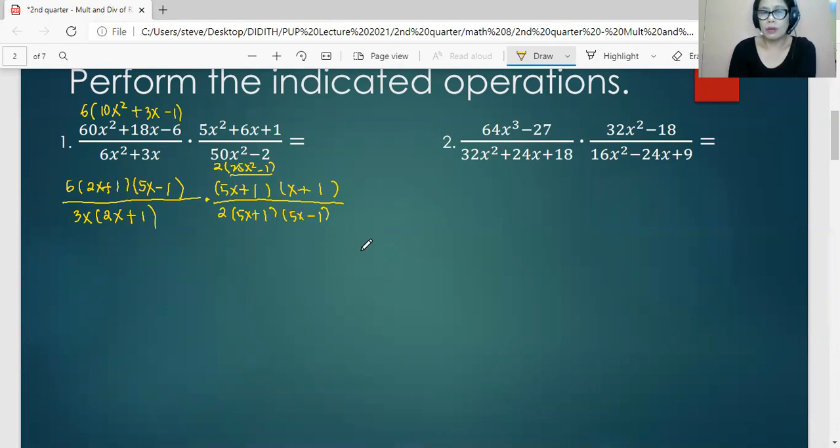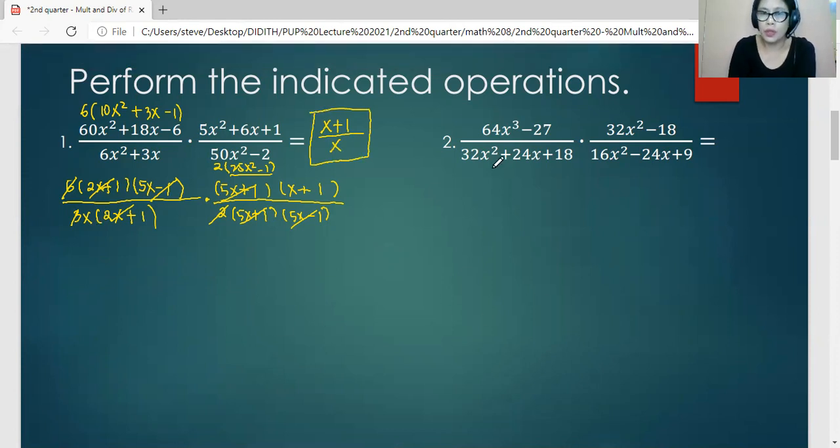Now, after identifying all the factors, the next thing that we will do is to cancel the common factors. So we have 5x plus 1 here, and then 2x plus 1, 5x minus 1, okay? And then this 6 is equal to 3 times 2. So we will cancel this 6, but there remains x, no? So the final answer for number 1 will be the remaining expression on the numerator all over the remaining expression on the denominator. So we have x plus 1 all over x.